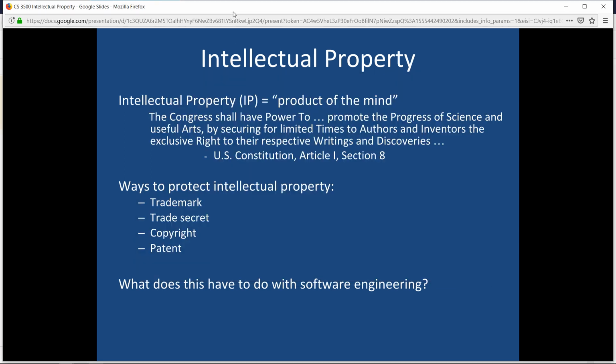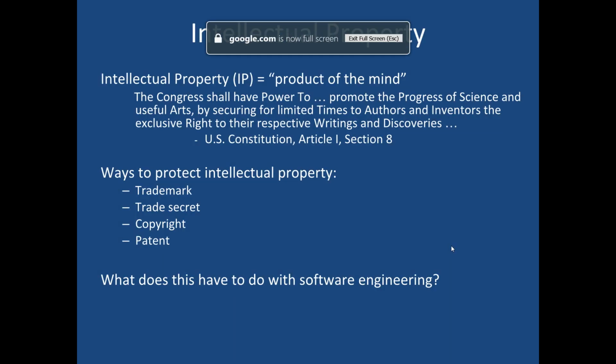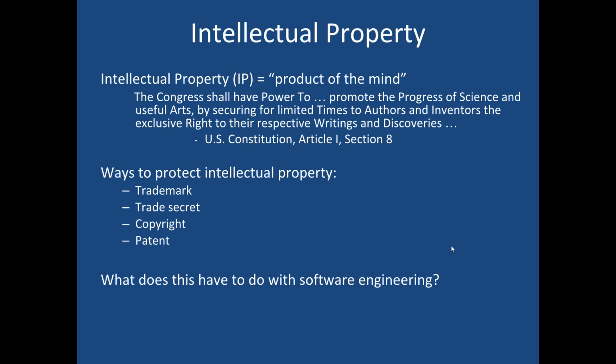All right, today we're going to talk about something kind of different than what we've been talking about: intellectual property. Intellectual property means product of the mind. When we talk about intellectual property, we're talking about trademarks, trade secrets, copyrights, and patents. The protection of intellectual property is enshrined in the Constitution of the United States. If you think the government overreaches and makes laws it has no business making, copyright and patent is right there in the Constitution.